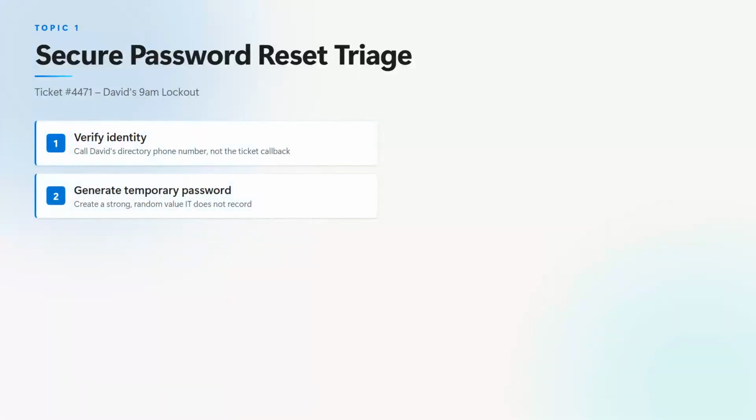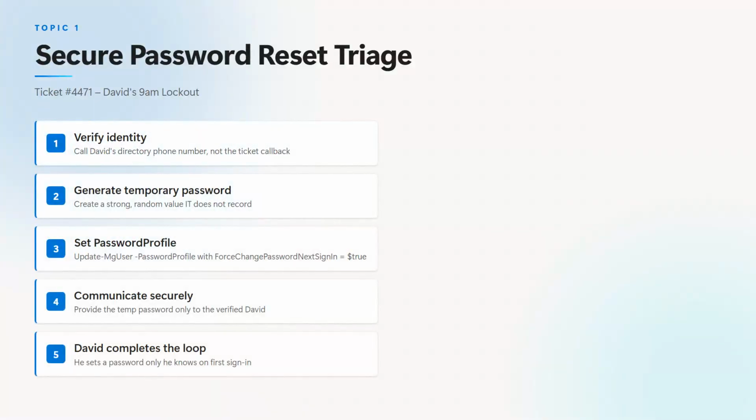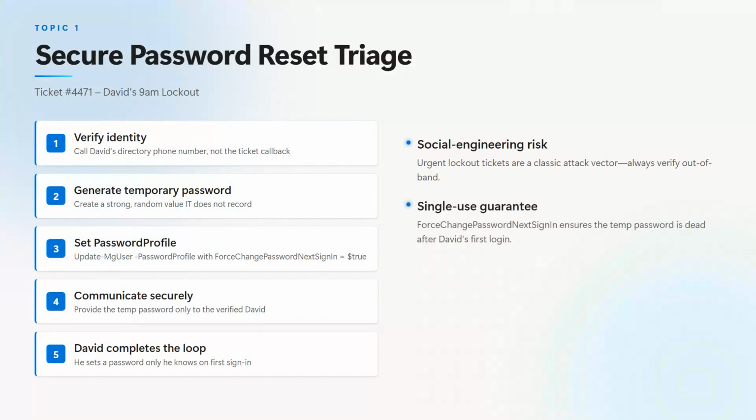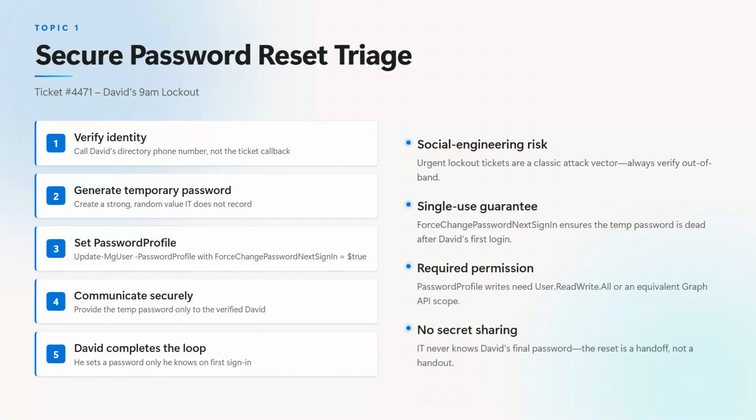Ticket 4471 is a classic Monday morning lockout, and the urgency is exactly what makes it dangerous. An attacker claiming to be David could have submitted this ticket hoping we'll hand over a password without checking. That's why our first move is identity verification through a channel the ticket itself doesn't control. We call the phone number already stored in the directory, not any callback number in the ticket body.